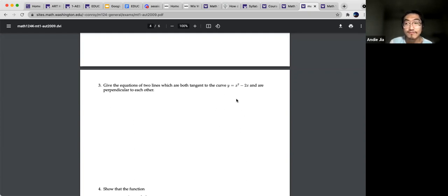This is the two lines. And the first line is 2x minus 2. Then you need to find the next perpendicular line, which has a slope of negative 1/2.